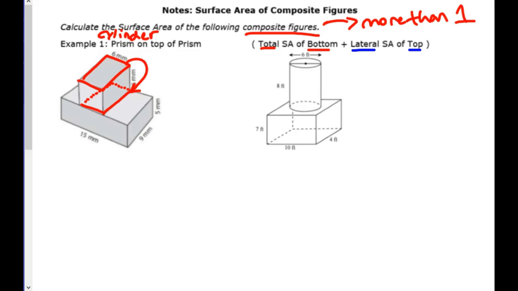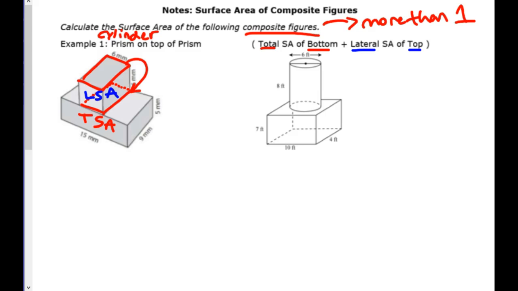So the bottom is total surface area, TSA, and then that means the top is missing a top and a bottom. So if you're missing the top and the bottom and you have only the sides, that phrase is lateral, so that's why the top is only LSA, lateral surface area. So again, if you want rules for this, total surface area for the bottom, lateral surface area for the top, and add them up, okay?